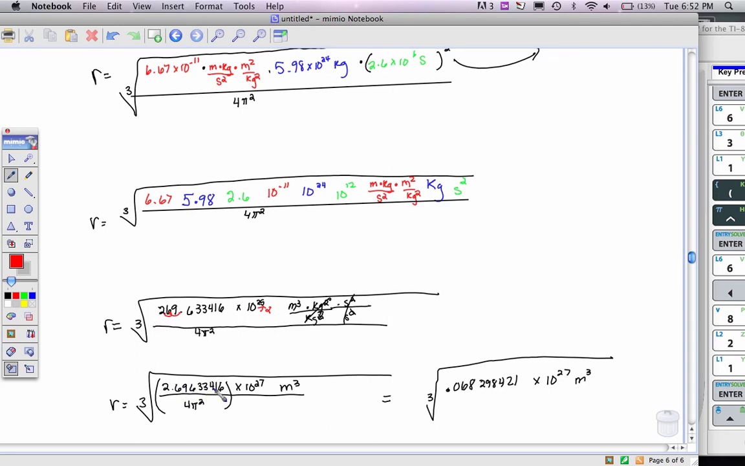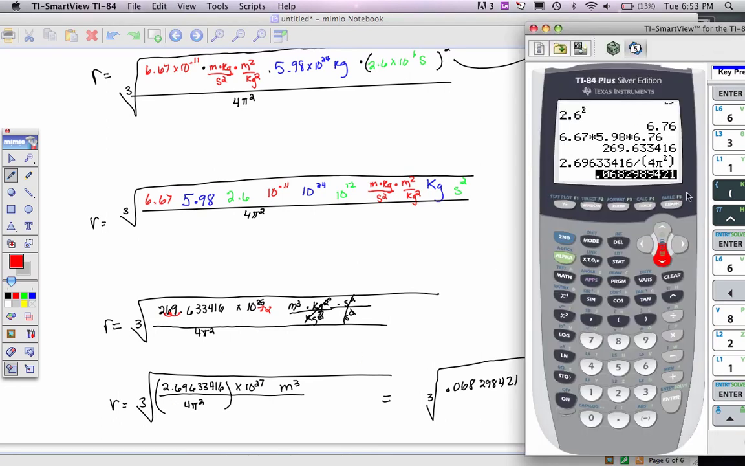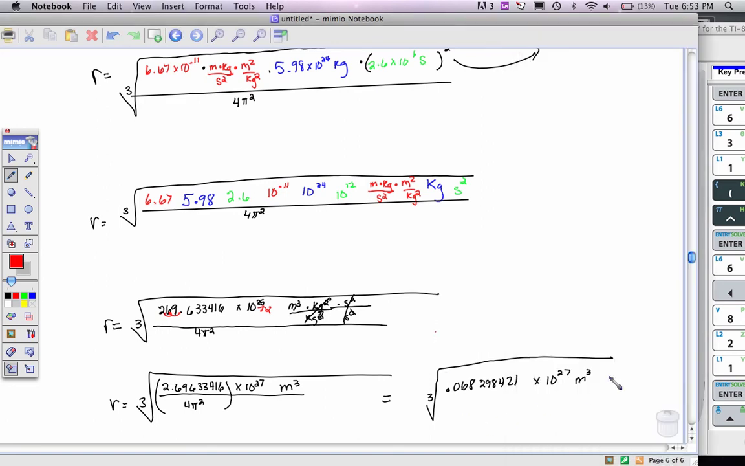Now, when I take 2.696333416 divided by 4 pi squared, I get 0.068298421 times 10 to the 27th times m cubed. Okay, all I did was, you can see it in my calculator here, 2.6933416 divided by 4 pi squared, and I plugged it in there.